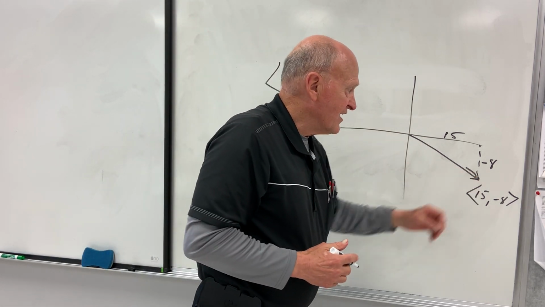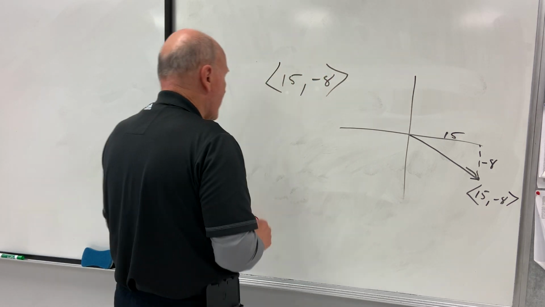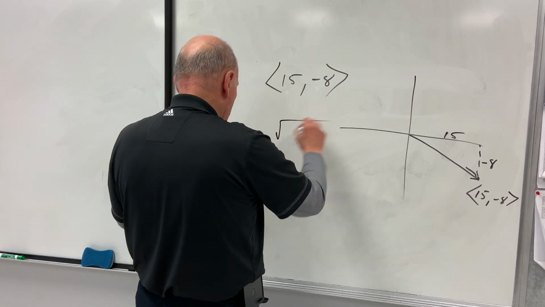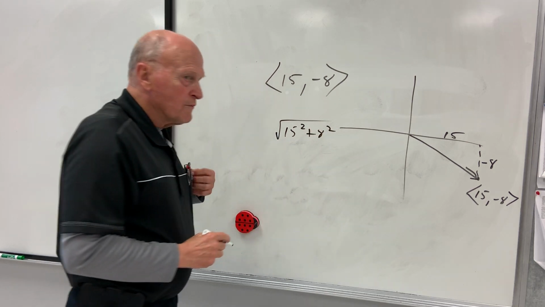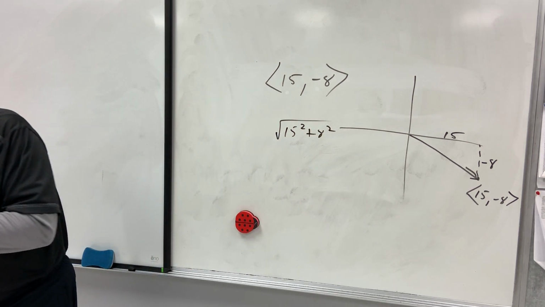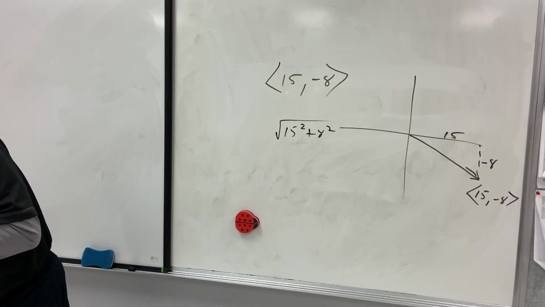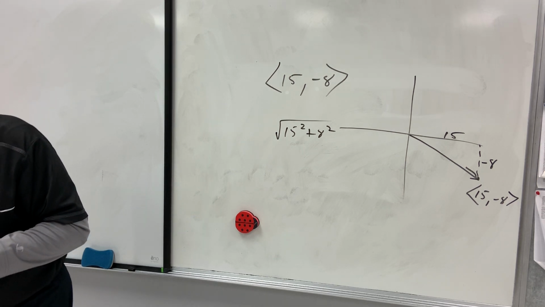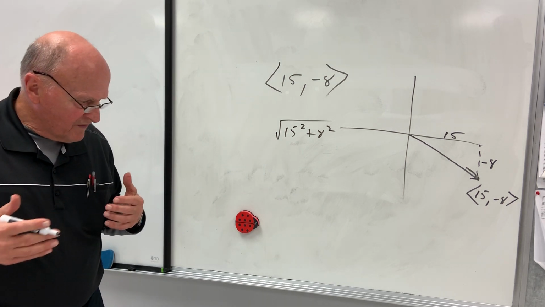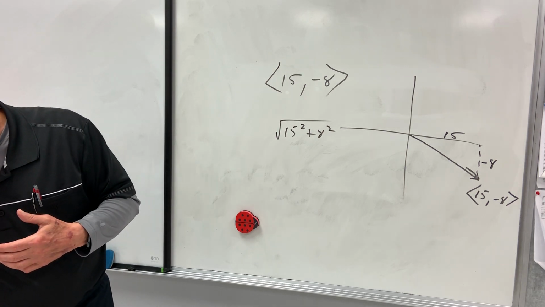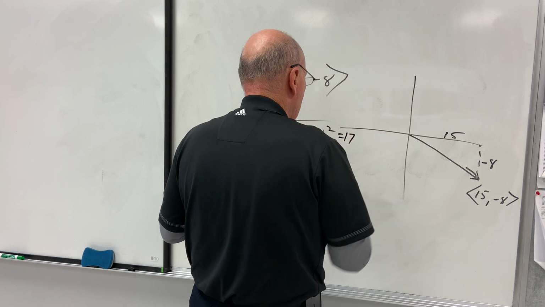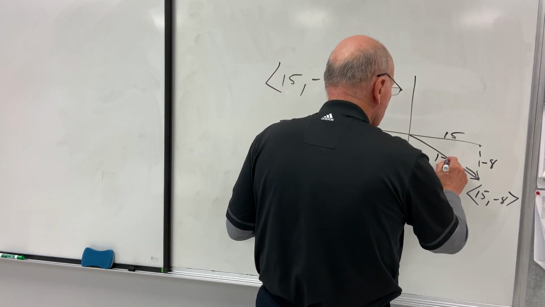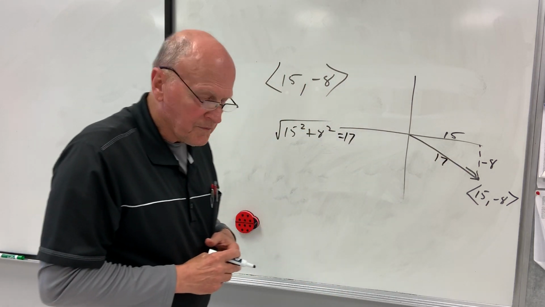I want to find that distance. That is nothing more than the Pythagorean theorem. So I have the square root of 15 squared plus 8 squared. I'm going to add those together, and I'll let y'all do that. If I take and add those together, I got 15 squared plus 8 squared. I have a note here that that's 17. All right, so the magnitude of this thing is 17.